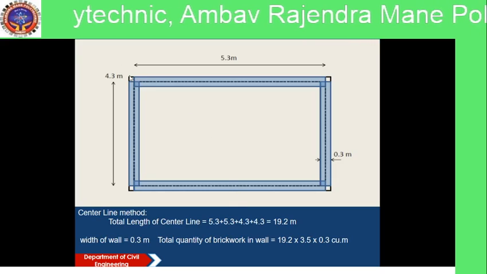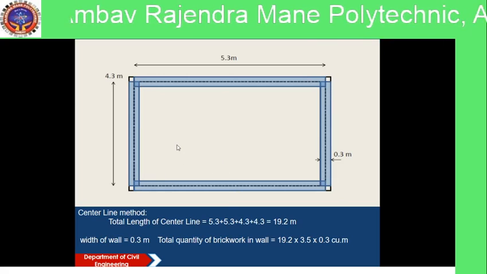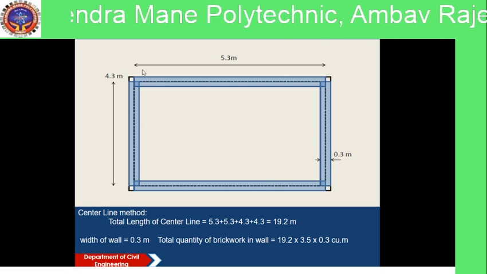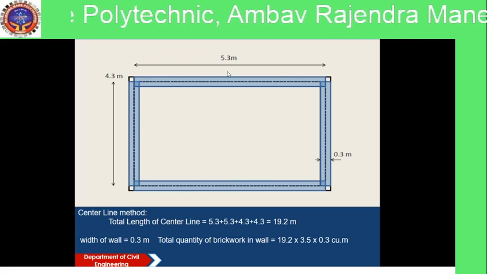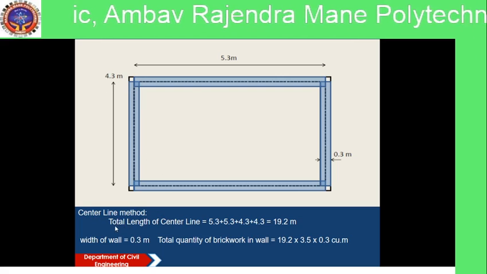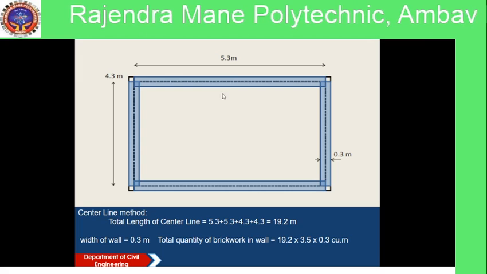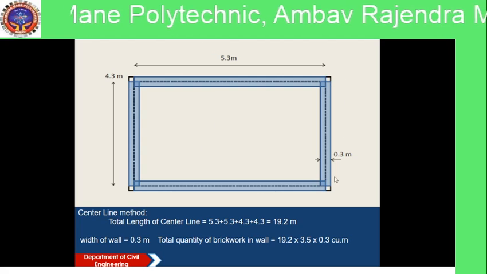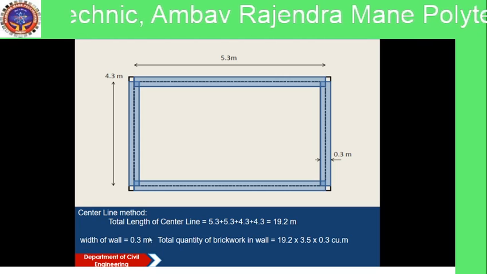So first prepare the plan of the superstructure, the centerline plan of the superstructure wall. The superstructure wall has a width of 0.3 meter. Okay, center to center length of the long wall is 5.3, short wall is 4.3. So total center line length is equal to 5.3 plus 5.3 plus 4.3 plus 4.3, which is equal to 19.2. So width of wall is 0.3 meter.